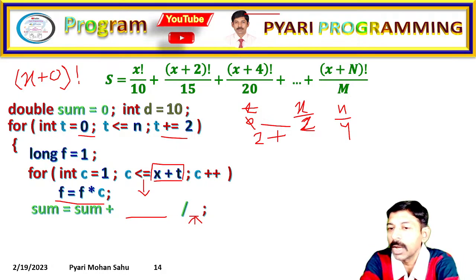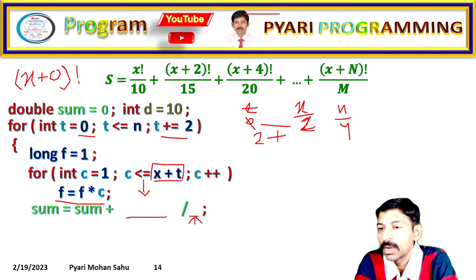No, I am not convinced with anybody's answer. Sum is equal to sum plus f by d is not the right answer. Even Om, sum is equal to sum plus f by d is wrong answer.